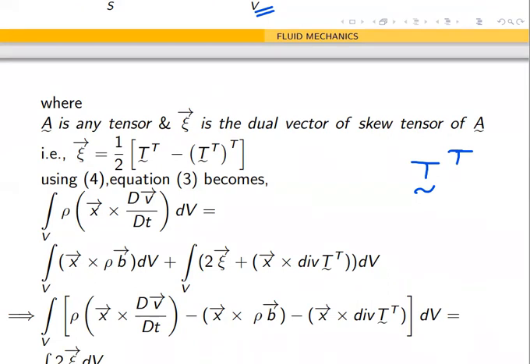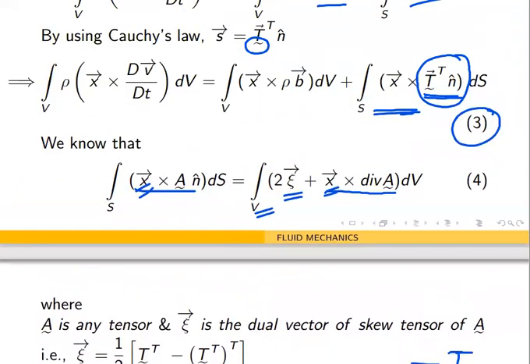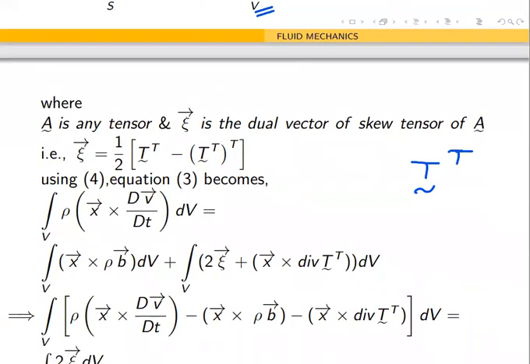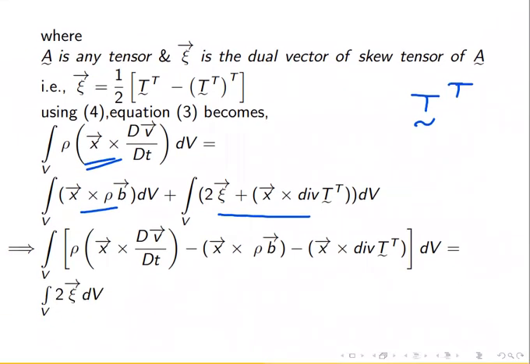Let us remember this xi. Now using this, equation 3 becomes, what is our equation 3? LHS is the same. In the RHS, only the second integral is changing. The first integral is the same. In the second integral, we are putting 2 xi plus x cross divergence A, in the place of A, which is nothing but this T transpose, and dv as it is.